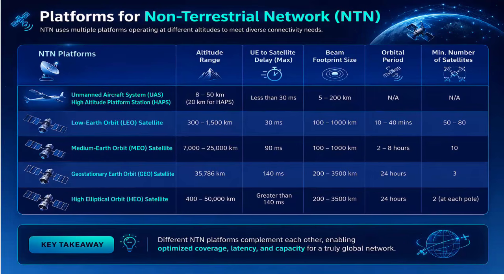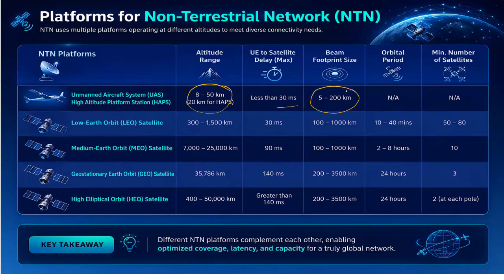So let's start with the lowest altitude platform, which is HAPS and unmanned aircraft systems. Their altitude is between 8 to 50 kilometers and their latency is less than 30 ms. But their footprint size is very small, just 5 to 200 kilometers.